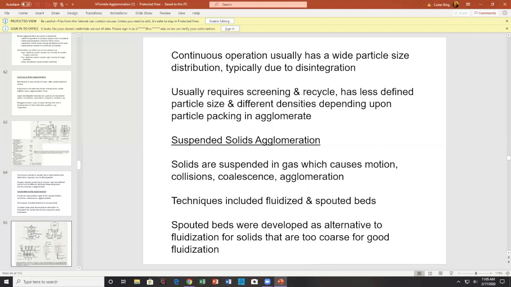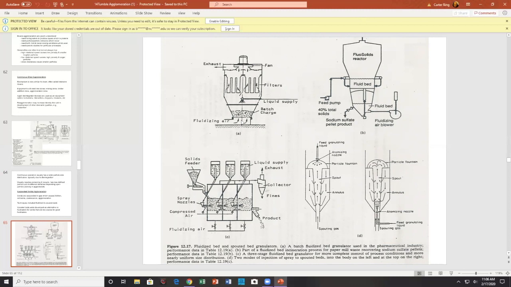Anyway, here's some examples of a fluidized bed. You have fluidizing air, then you have some sort of liquid supply, and these can also be partitioned and heated differently. You may have incorporated spray nozzles for the binder. You have solids feed staging. And this would be fluidized bed granulators. Then you have your typical collection.